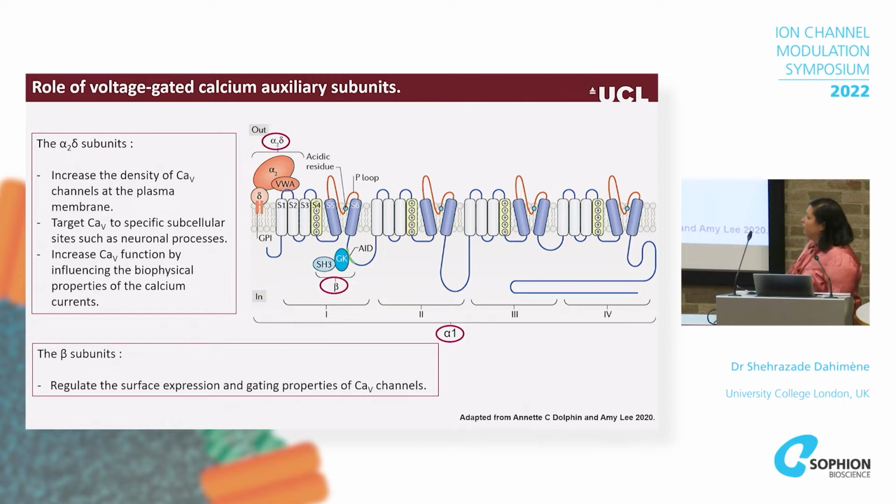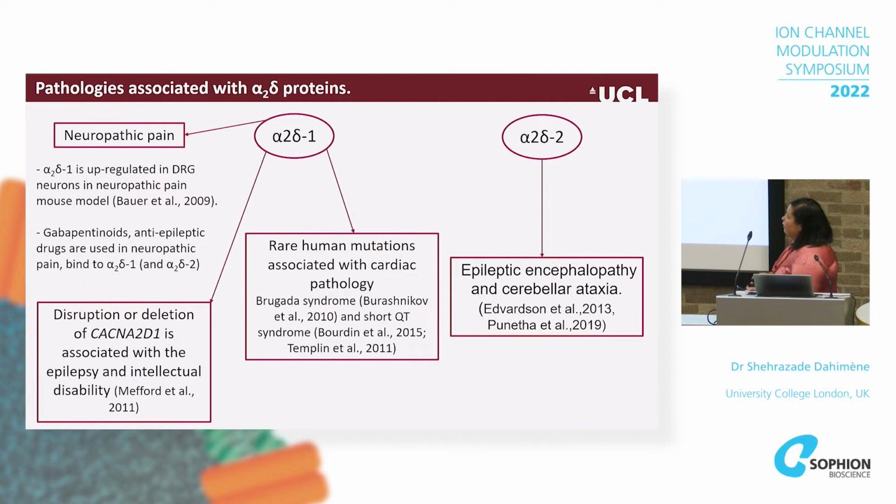Interestingly, there is a number of new research showing that in addition to this role as auxiliary subunit, alpha-2 delta-1 has roles independent of calcium channels. So it's not surprising that defects in expression of the alpha-2 delta proteins have been involved in pathologies. These are a few examples for alpha-2 delta-1 and alpha-2 delta-2. Firstly, alpha-2 delta-1 has been shown to be upregulated in DRG neurons in neuropathic pain models.